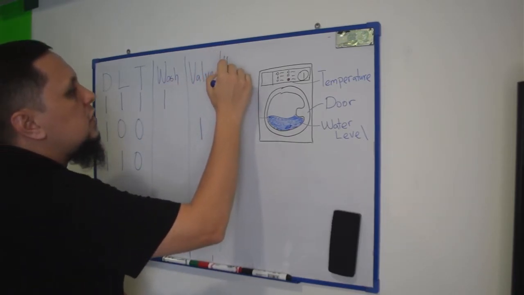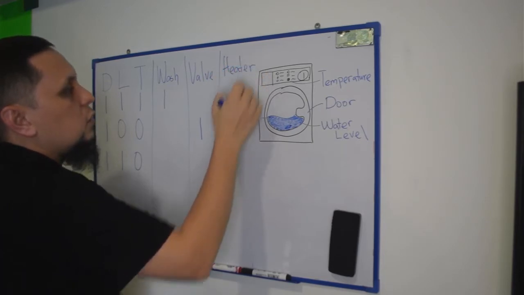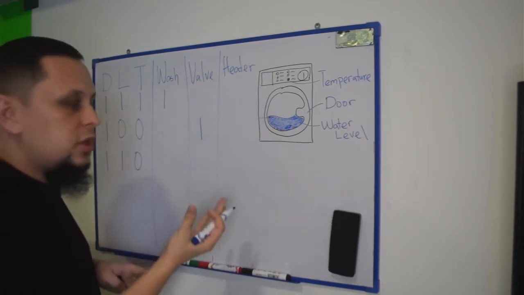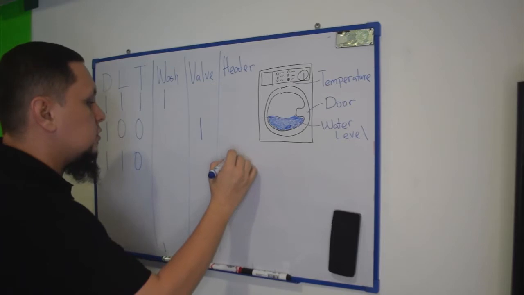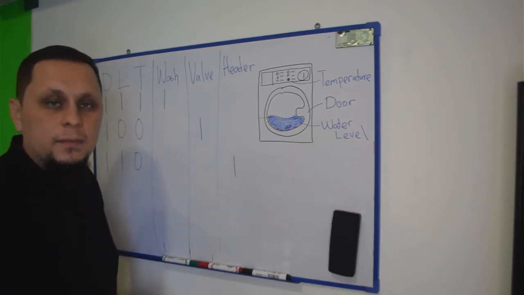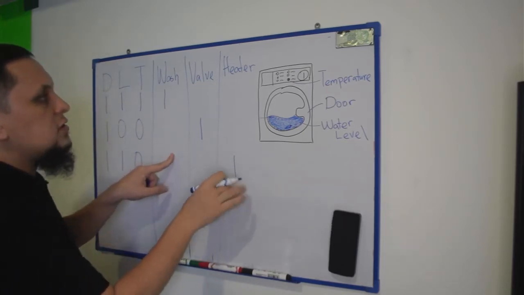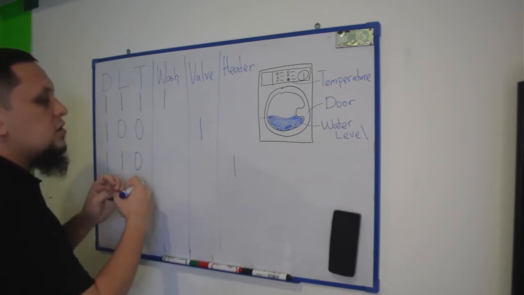Let's call it a heater. So we have the heater inside the washing machine. Now we're going to turn on the heater. The washing machine will turn on the heater, so the heater will go high. In this case, the heater will go high, and we're going to start heating up the water.